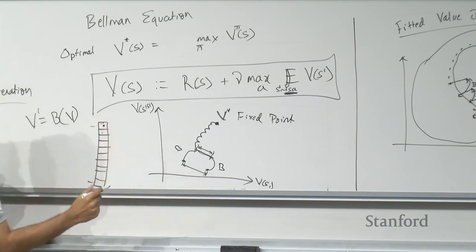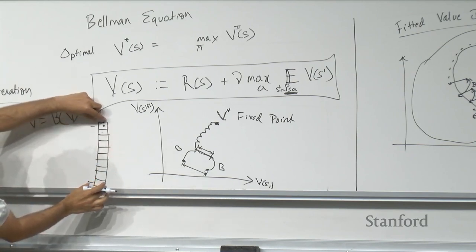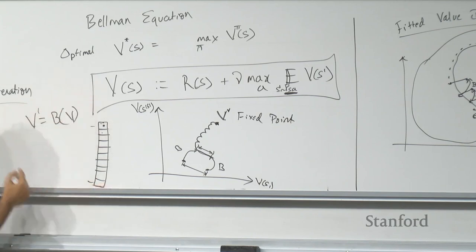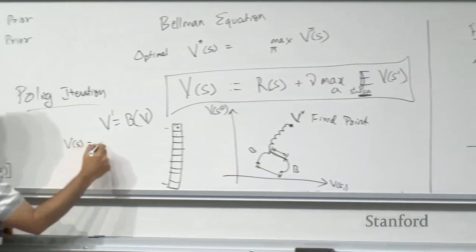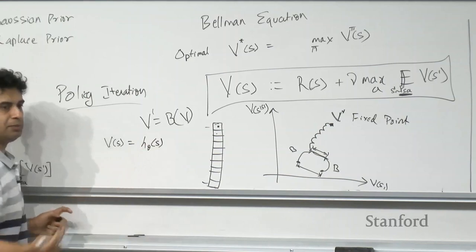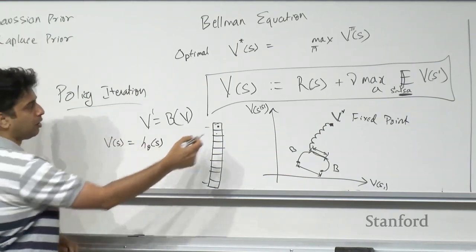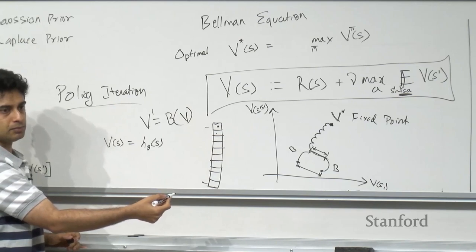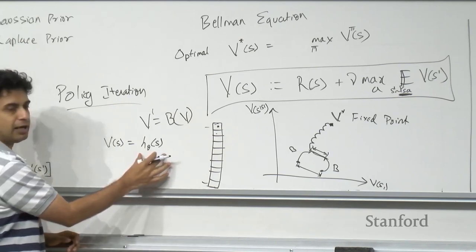In fitted value iteration, you are no longer representing your value function explicitly as an array, but instead, V of S will be some, let's call it h theta of S. So S will be the input to the model. The output of the model will be the corresponding value. Okay, right? So this is fitted value iteration.